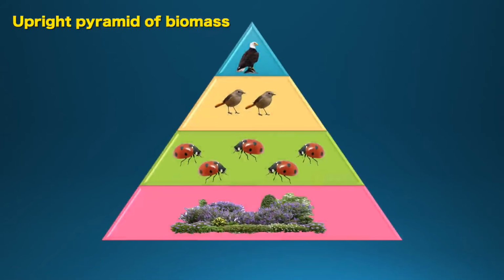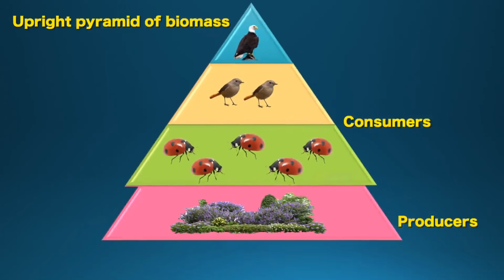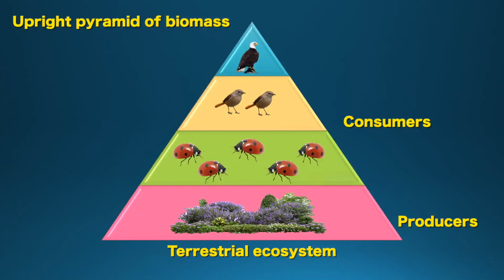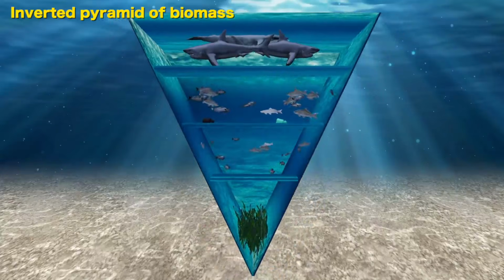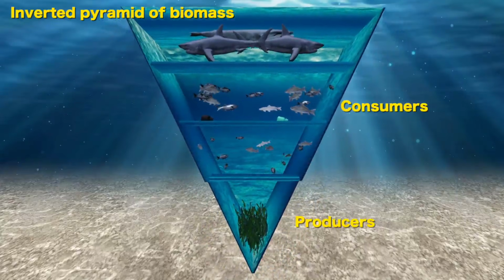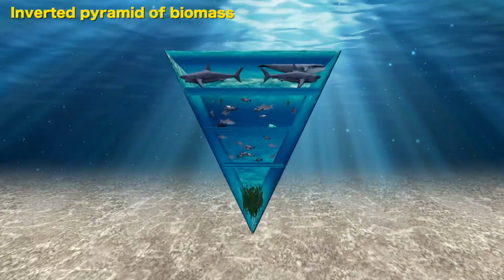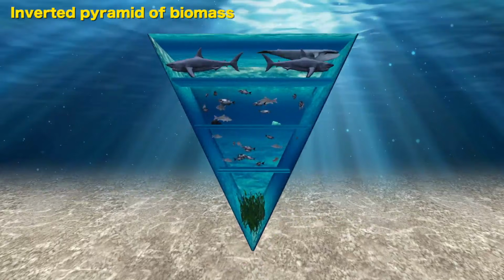Upright pyramid of biomass. This occurs when the larger net biomass of producers supports a smaller weight of consumers. Example, terrestrial ecosystem. Inverted pyramid of biomass. This occurs when the producers of smaller weight support the consumers of larger weight. Example, aquatic ecosystem. Let us learn about the pyramid of biomass in detail by considering an example.